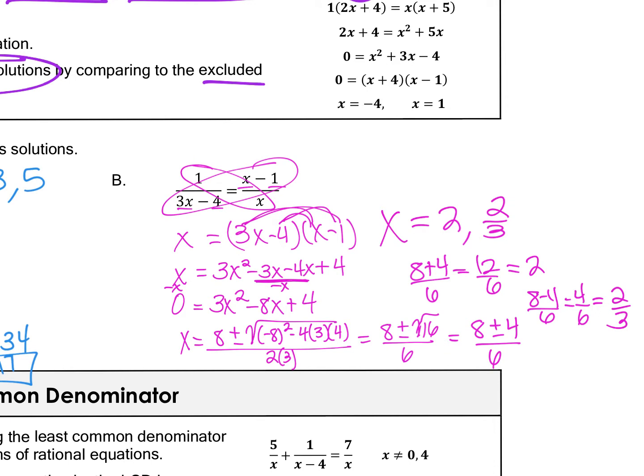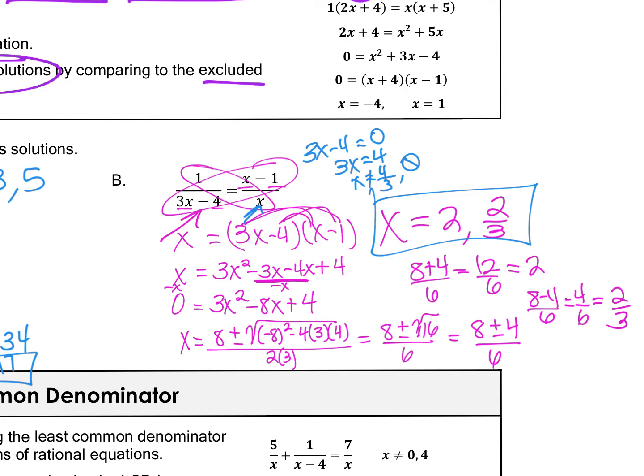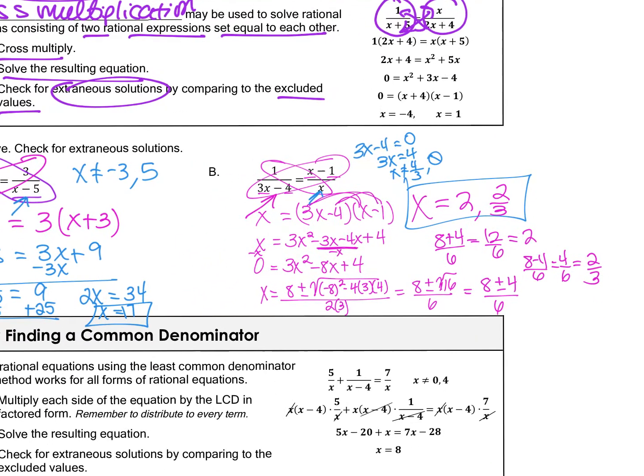Okay, so we need to look at extraneous solutions. Looking at my denominators, this one here, if I set that equal to 0, so if you can't visually see it, add 4, divide by 3, you get 4/3, so x cannot be 4/3. And then looking at this piece, x cannot equal 0. So those are the two solutions we can't have. Notice that neither of those are those two numbers, so that would be a good solution to have, 2 and 2/3.